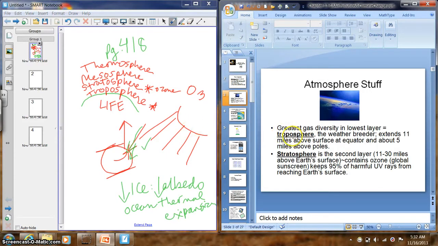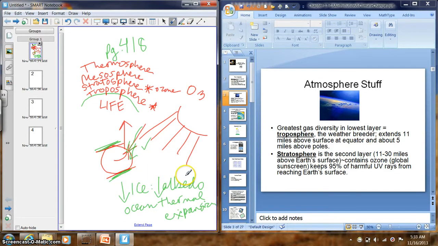So this is stuff I just went over. The troposphere is around 11 miles up. Again, that varies, and it's only about 5 miles above the poles. Like I say here, that's because of what I was talking about over here with the spinning of the Earth and how those gases get pulled.